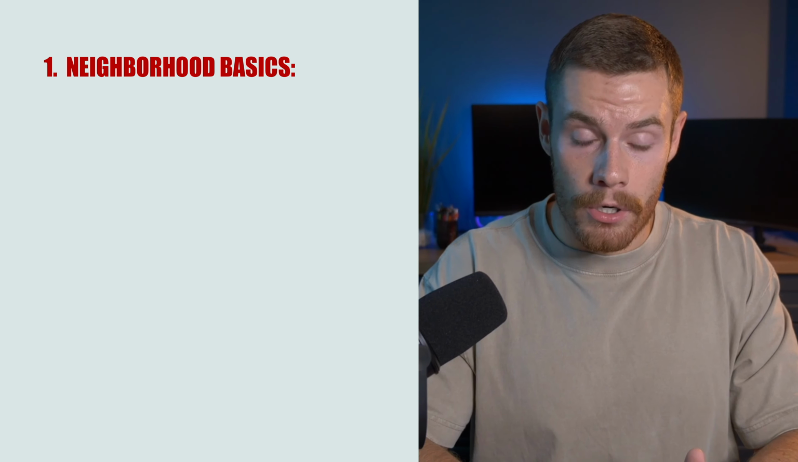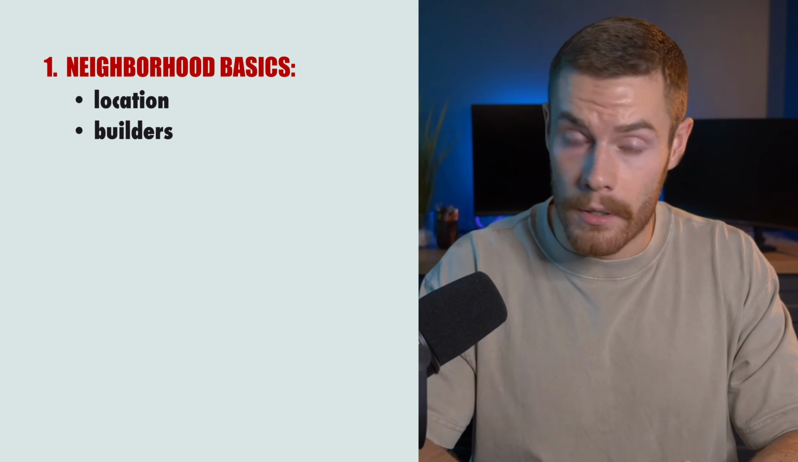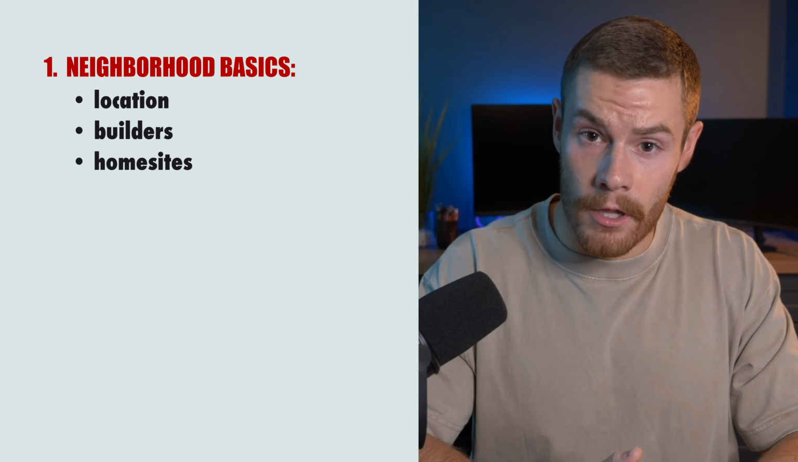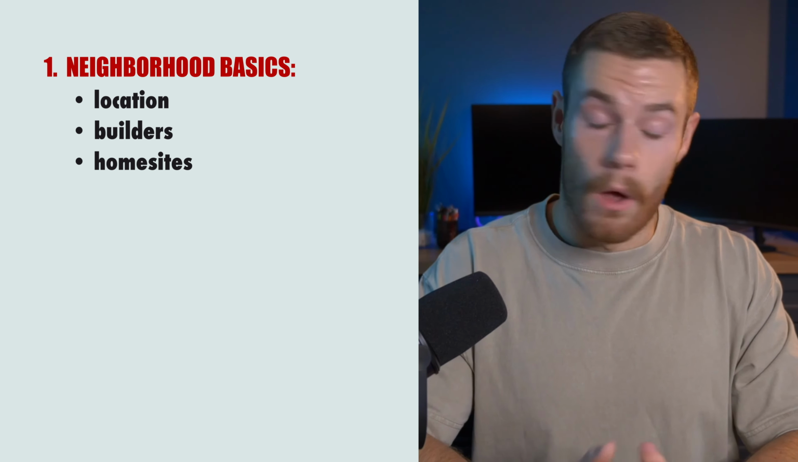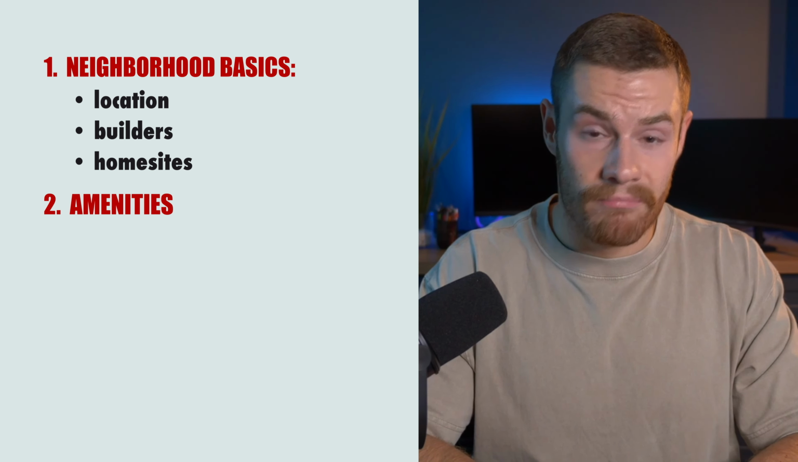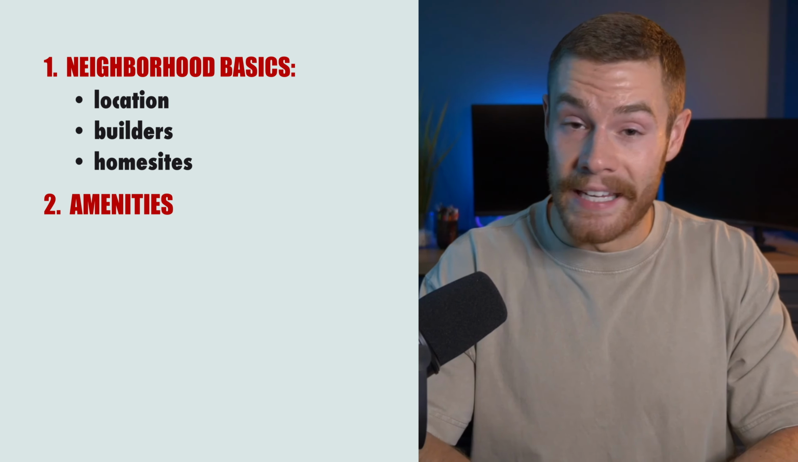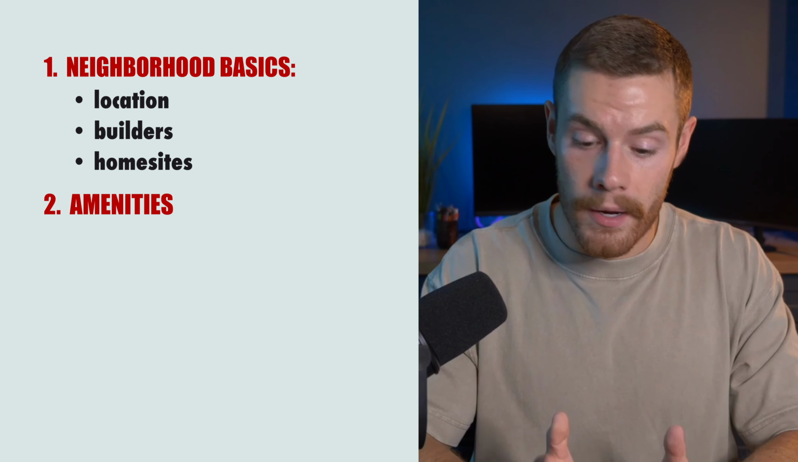So if you're making a list of 5 new communities where you would like to ideally get business, talk about some of the following. Basics of the neighborhood, like location, who the builders are, how many lots are available, what kind of homes are being built. Also talk about the amenities. If there is something very desirable in the neighborhood or somewhere nearby, talk about that.